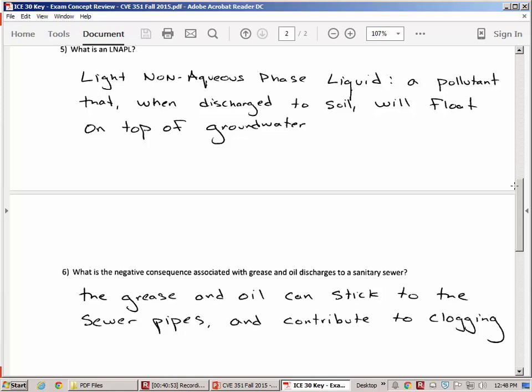Well, the grease and oil isn't corrosive, so I probably wouldn't say corrosion. Because the pH of greases and oils isn't necessarily acidic. I mean, it might be, but it isn't necessarily going to cause corrosion. Clogging is the one that you can count on.